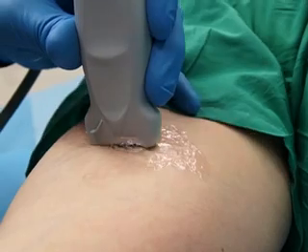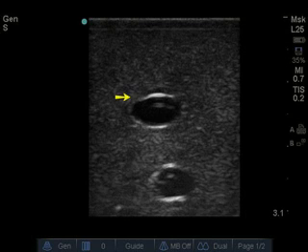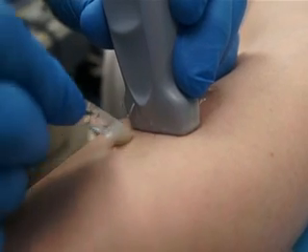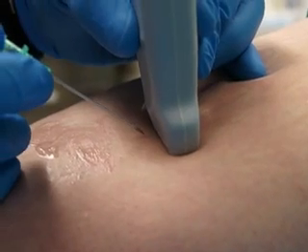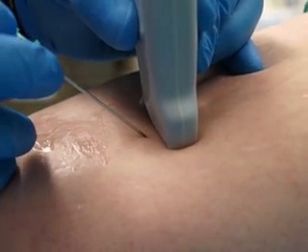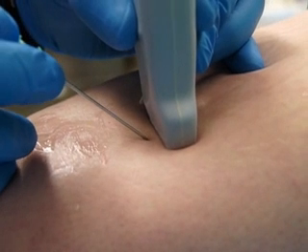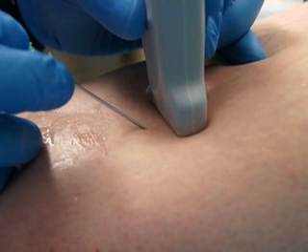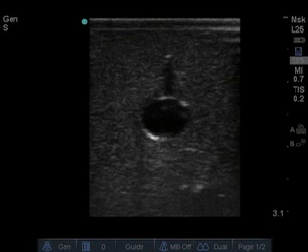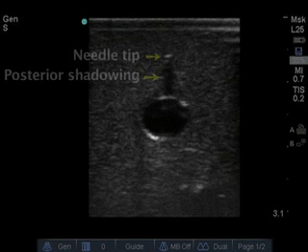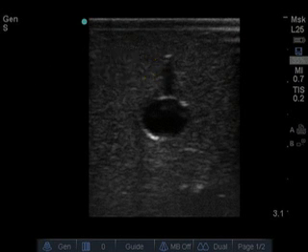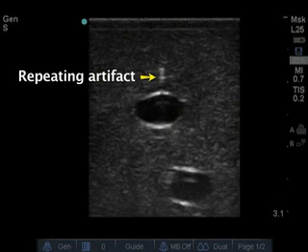Identify the target vein. Note the depth of the anterior wall of the vein. Clean the skin with an antiseptic swab. Insert the needle through the skin at an angle of about 45 degrees and adjust the trajectory as needed. Advance the needle toward the vein and look for the needle tip to appear on the ultrasound image. The needle tip will appear as a single bright dot with posterior shadowing or a repeating artifact.